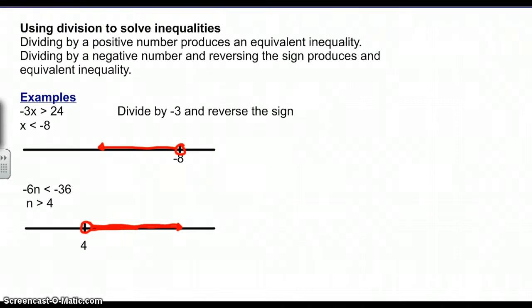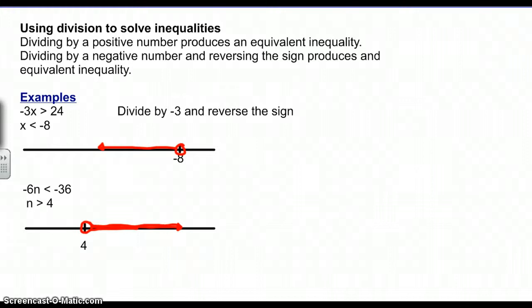You can also use division to solve inequalities. And again, division is just like multiplication. So dividing by a positive number will produce an equivalent inequality. But if you divide by a negative number, you need to reverse the sign to produce an equivalent inequality. So whenever you're multiplying or dividing by a negative, the sign has to change.